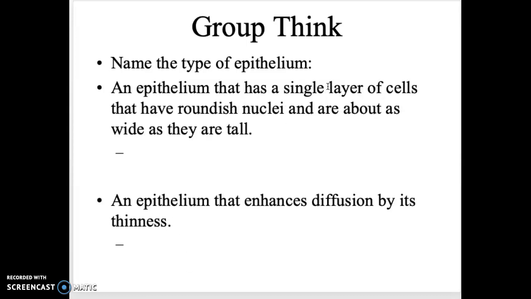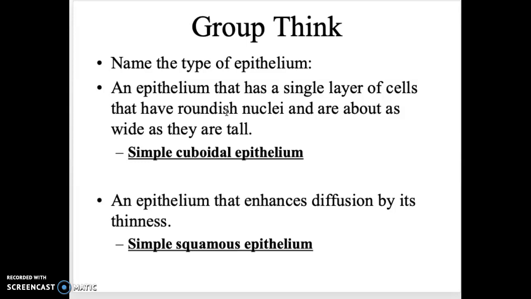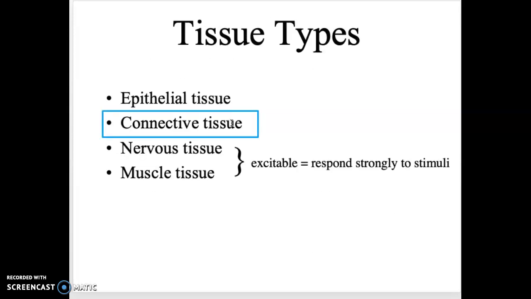An epithelium that has a single layer of cells that have roundish nuclei and are about as wide as they are tall: simple cuboidal. And an epithelium that enhances diffusion by its thinness: this is simple squamous. Okay, on the next video I'll go through connective tissues.